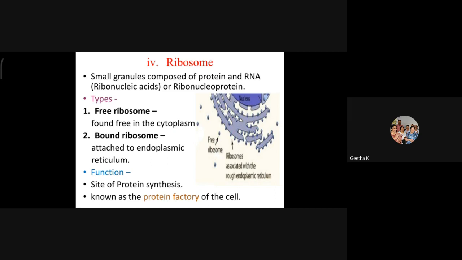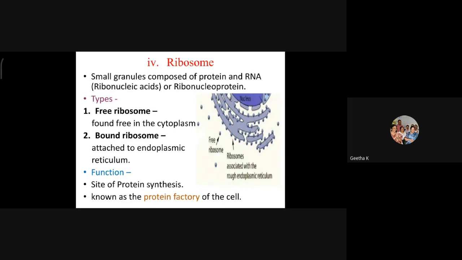Please, anyone answer me. What are these ribosomes composed of? It's protein and RNA. Protein and RNA. Ribonucleic protein. So these ribosomes have their types also.